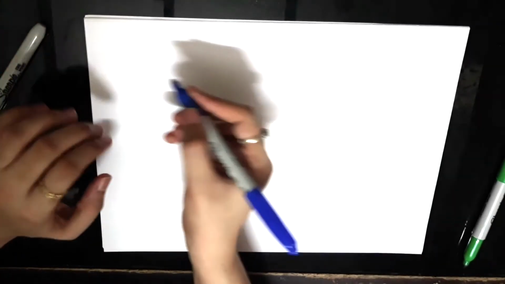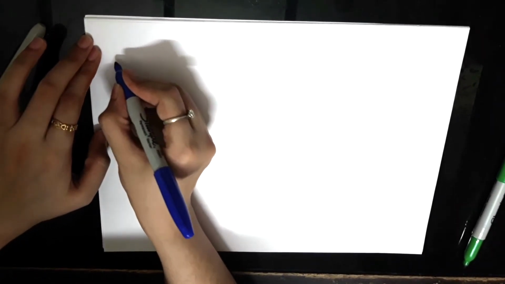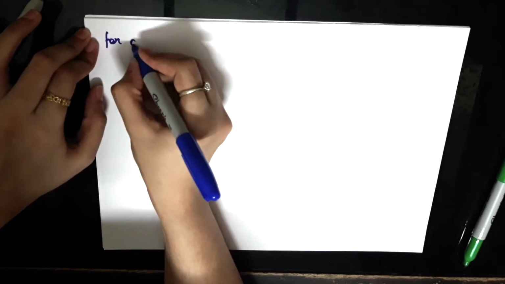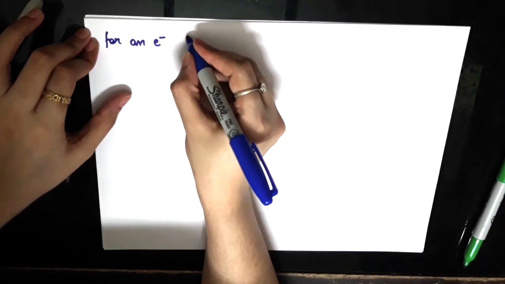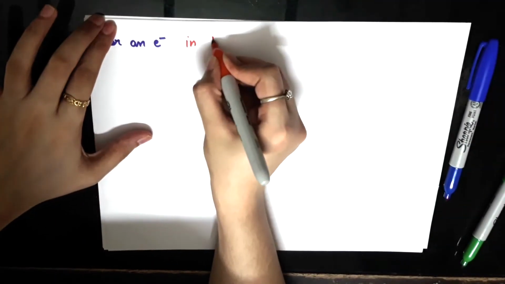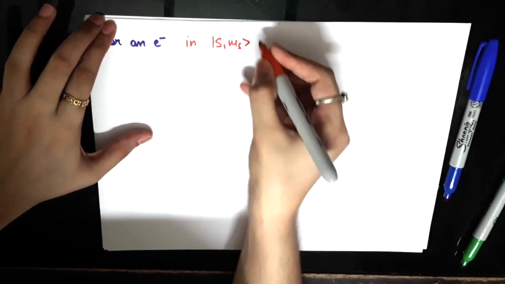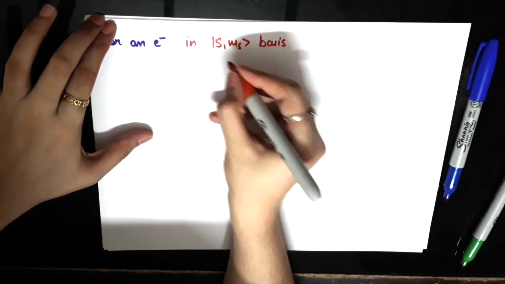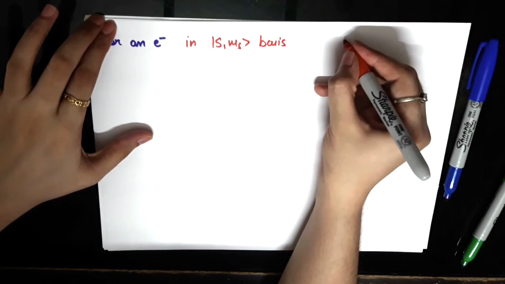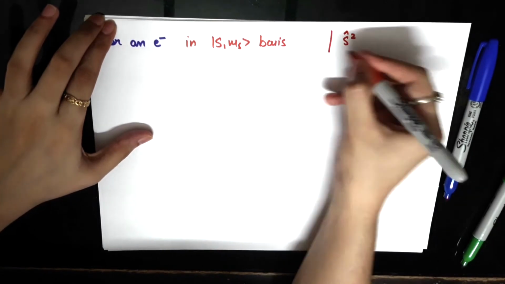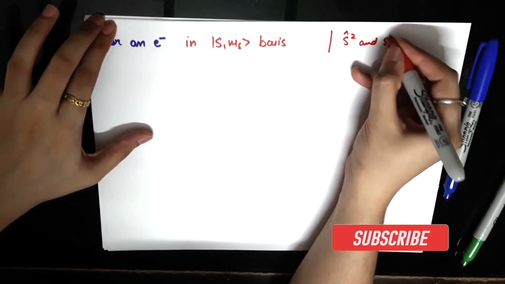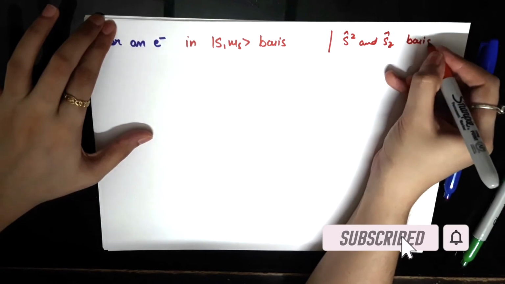Now I would very quickly rewrite all these operators that we have just derived, the form of operators for an electron, in the S, MS basis. And this S is the S squared and Sz basis. So this is important. This is very important.